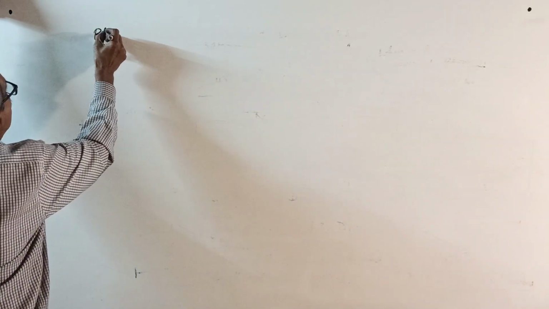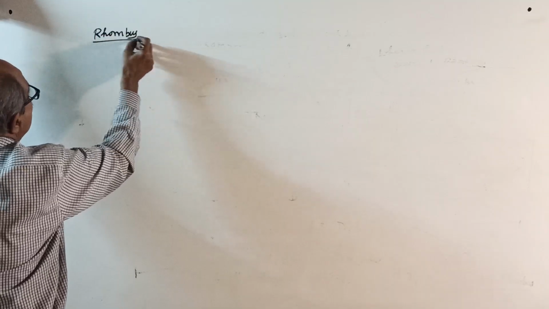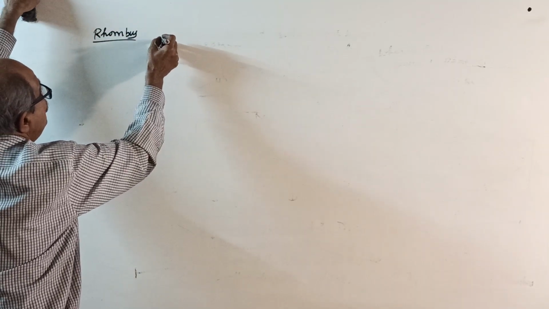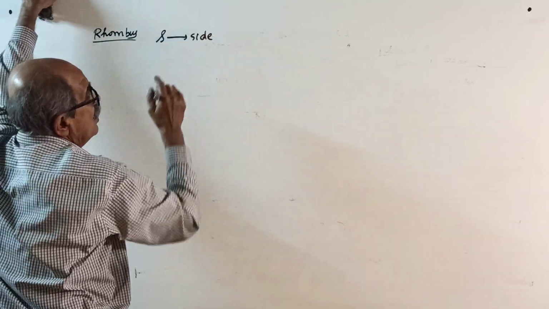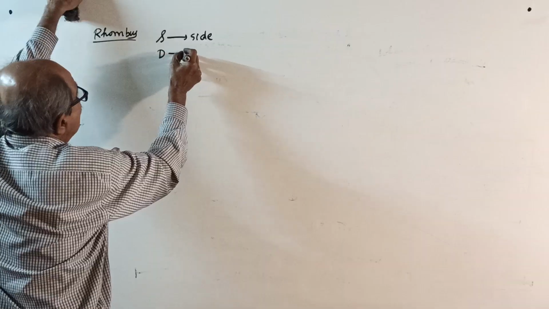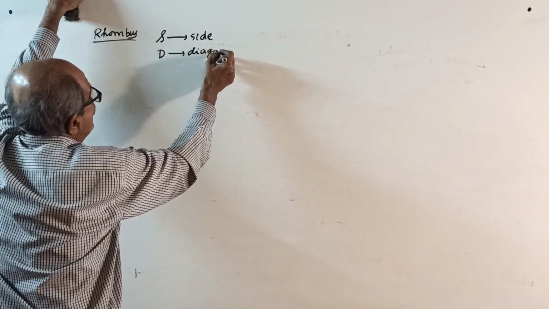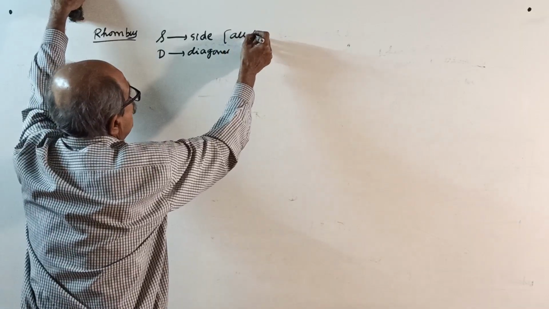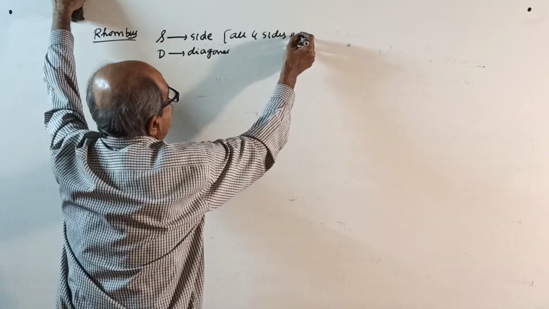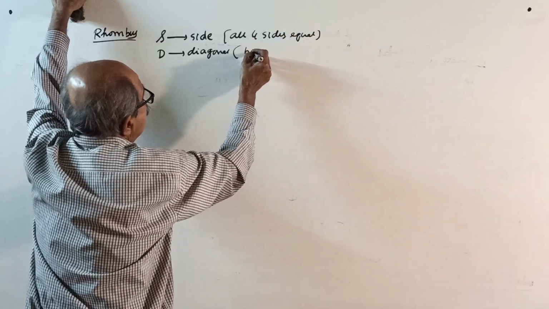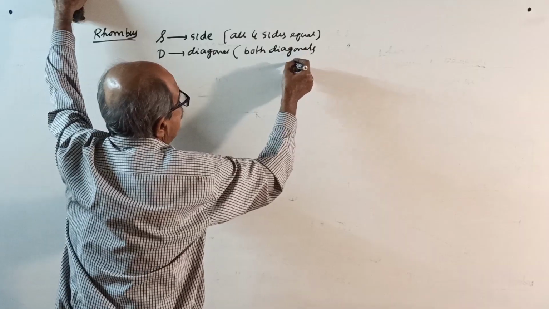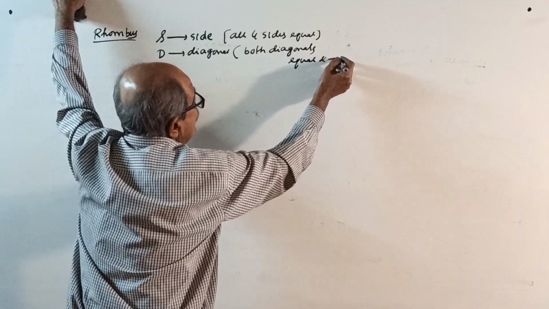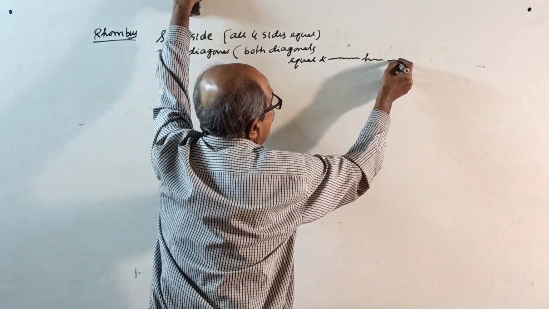Now consider rhombus section. Rhombus. What you will do? Side we will see, S is the side. Make a note here. All four sides are equal and D is diagonal. Four sides equal and both diagonals equal, and also write one diagonal horizontal, other diagonal vertical.